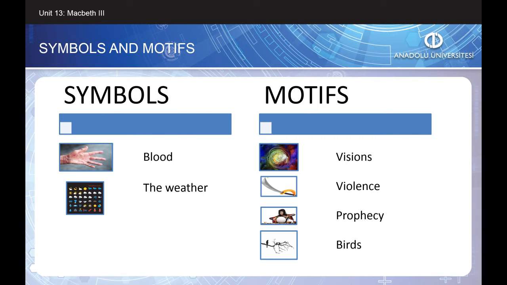One of them is the visions. From the beginning, Macbeth is disturbed by visions. He sees the vision of a bloody dagger. Later, he sees the ghost of Banquo. And when he meets the witches later, he sees visions of eight kings who all resemble the descendants of Banquo. So visions are everywhere in the play.